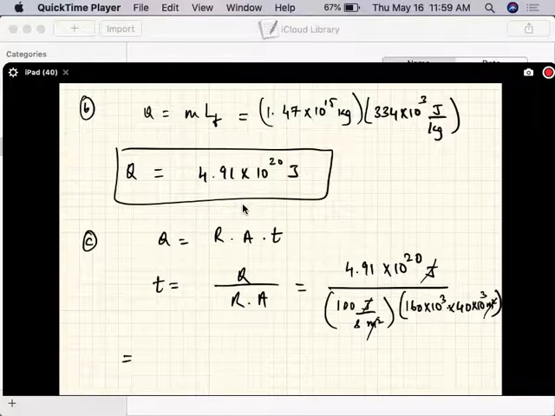But let's take care of powers of 10. This is 20, minus 2 is 18, and you have 6, 7, 9, so 18 minus 9 is 9. So this is equal to 4.91 divided by 1.6 times 4 times 10 to the 9 seconds.